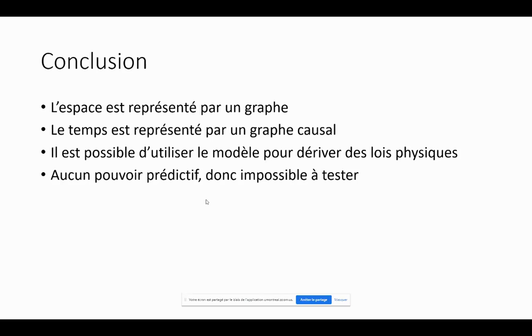Et merci beaucoup, Xavier, pour cette super présentation. C'est le moment des questions. Est-ce que des personnes ont des questions à poser à Xavier?